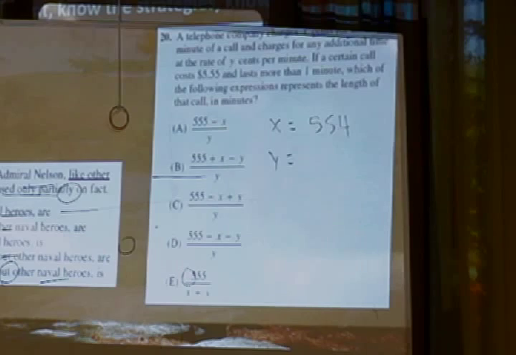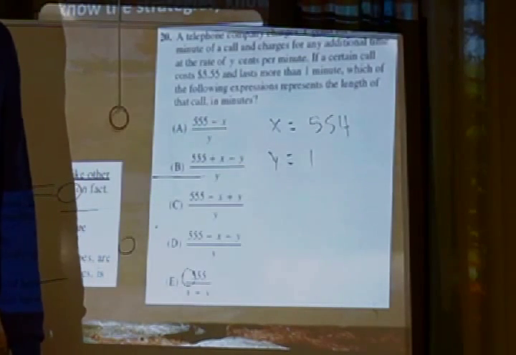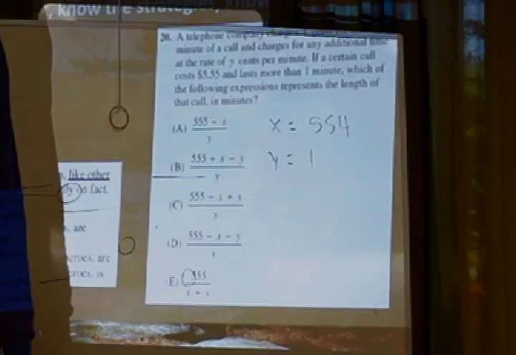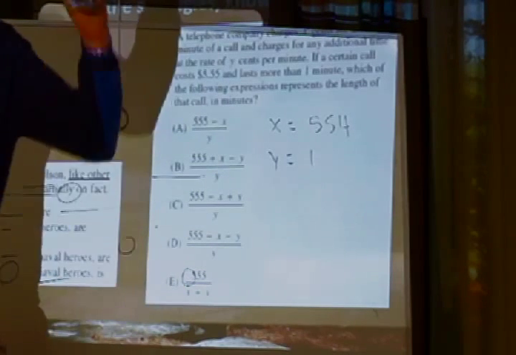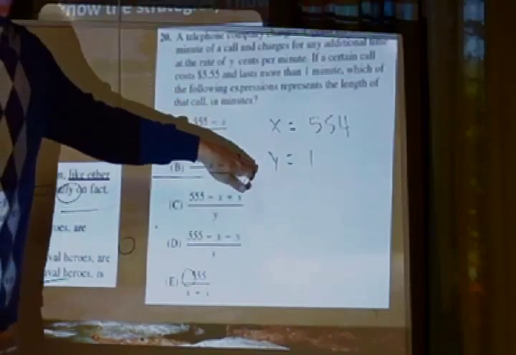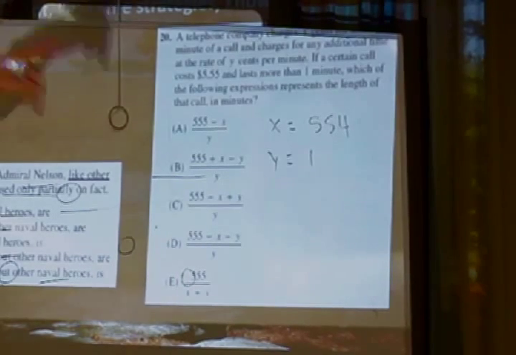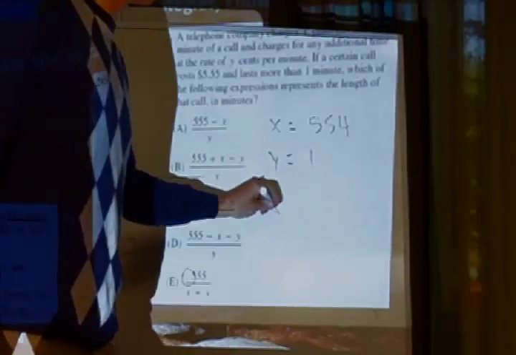So if we said that y was 1, this call would be really, really short. How short would it be? How long does this take? You burn off $5.54 talking for 1 minute. Then the rate switches. Your second minute only costs you a penny. How many minutes have you been on the phone before you've burned through $5.55? Just 2 minutes. The first one used up most of your money, and then the second minute used up the rest.